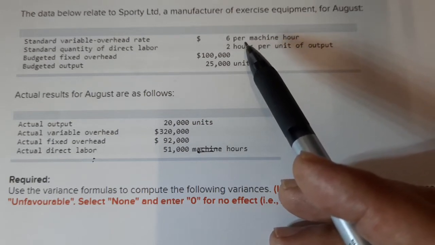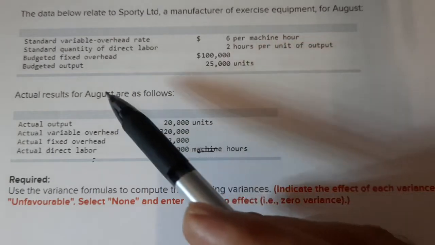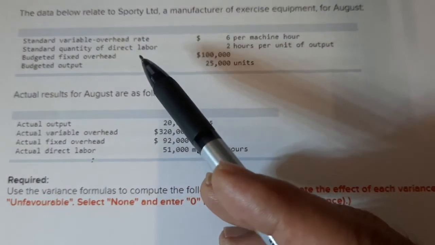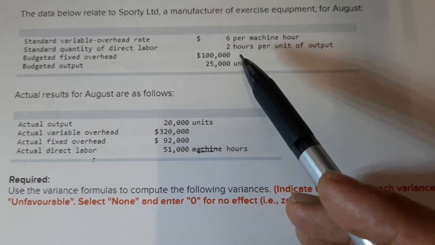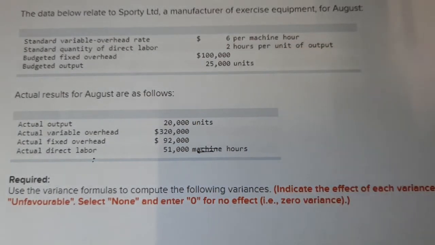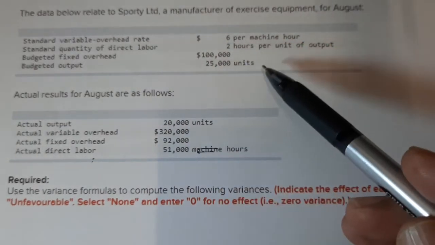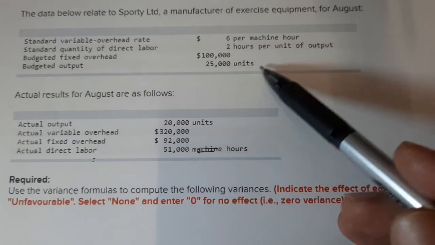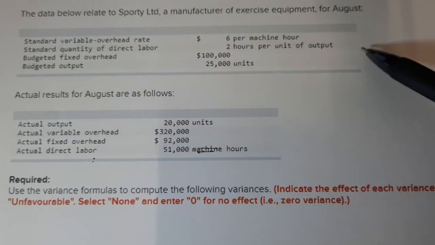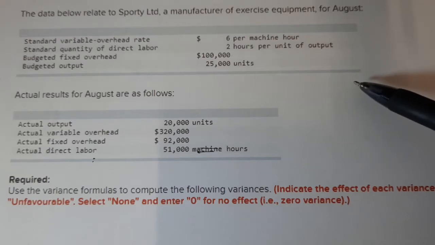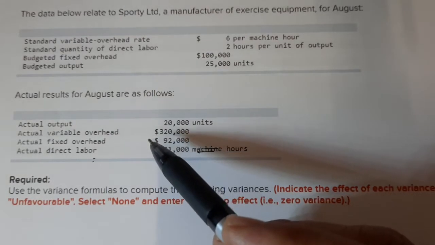And then standard quantity of direct labor is 2 hours per unit of output. Budgeted fixed overhead is $100,000, and then budgeted output is 25,000 units. These are budgeted or standard data, and these are the actual data.